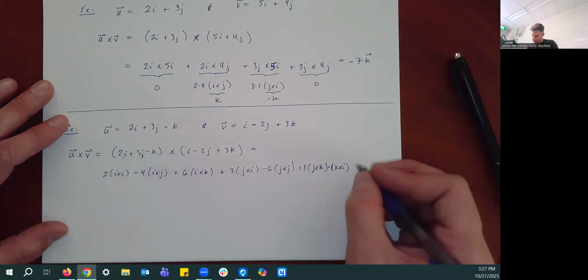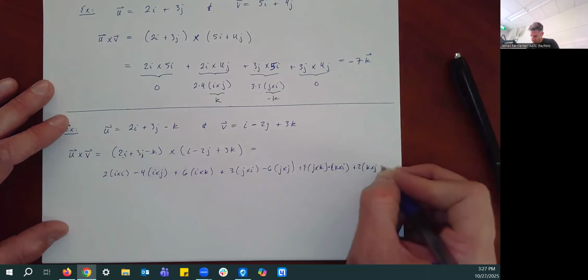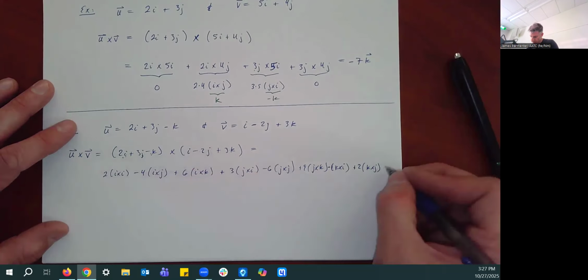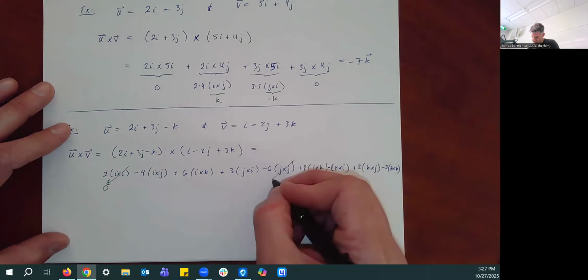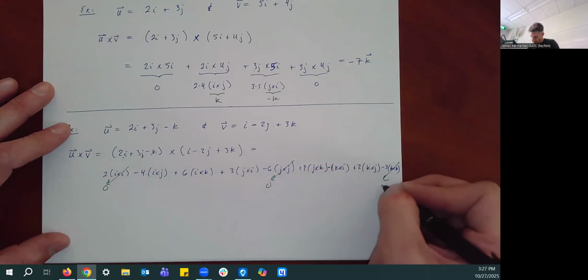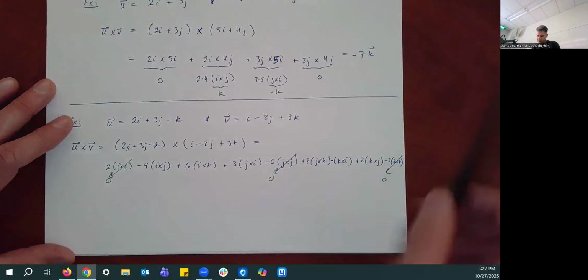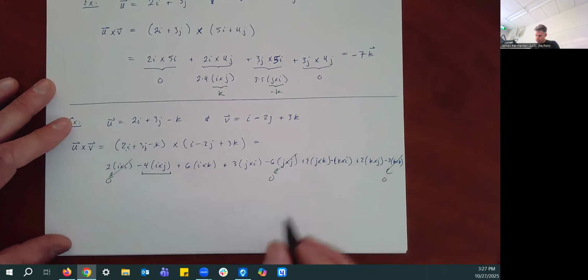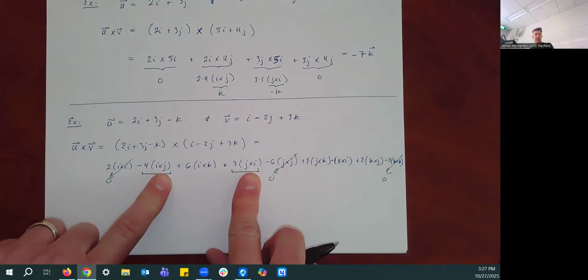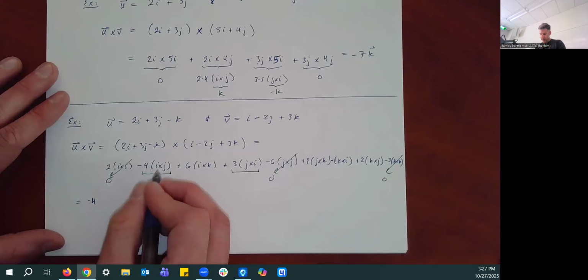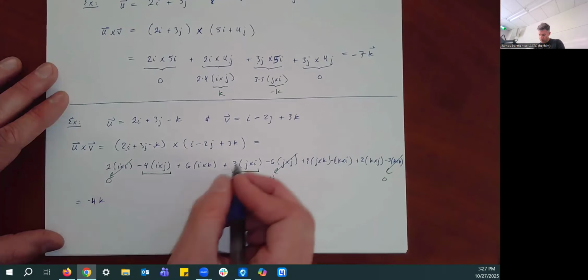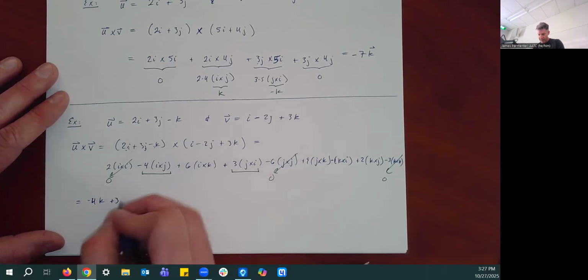Minus k with minus 2j is plus 2 times k cross j. And finally, minus k with 3k is going to be minus 3k cross k. Now, we know some of these are 0 right off the bat. I cross i is 0. j cross k is 0. k cross k is 0. And then we're left with minus 4i cross j plus 3j cross i. But those are really essentially the same thing. That's going to give me minus 4 times i cross j, which is k, plus 3 times j cross i, which is negative k.